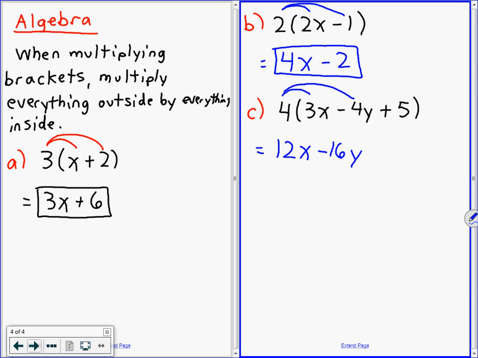I just want to make sure we're sort of okay on that, because this one's a tricky one. And finally, Jaden. 4 times 5 is?